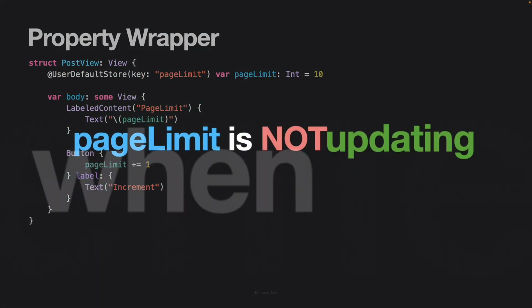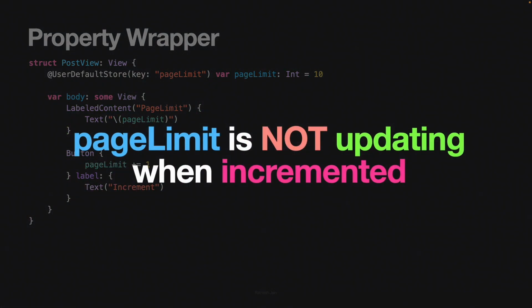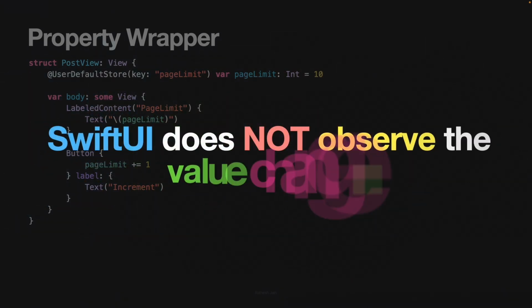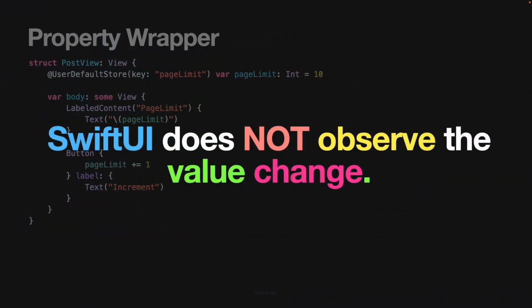So a page limit is not updating when it's incremented. In other words, we can say that SwiftUI doesn't observe the value changes, or we can say that it doesn't observe the state changes.